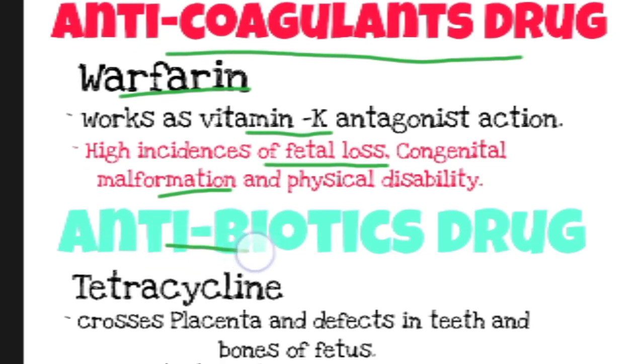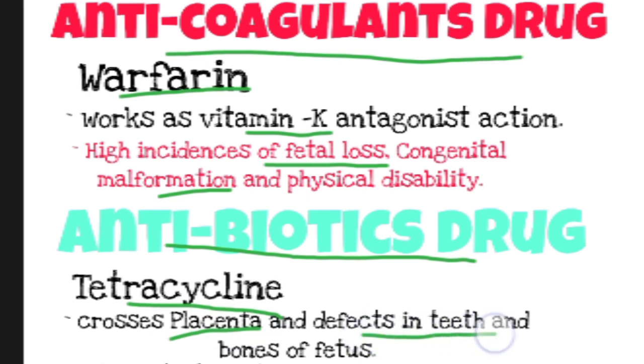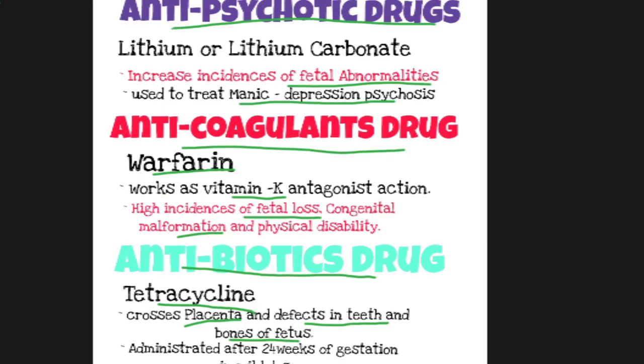And we have antibiotic drugs. In this, tetracycline is not administered during pregnancy because it will cross the placenta and affect the absorption of calcium. That is, it causes defects in the teeth and bones of the babies. These are the teratogenic drugs.